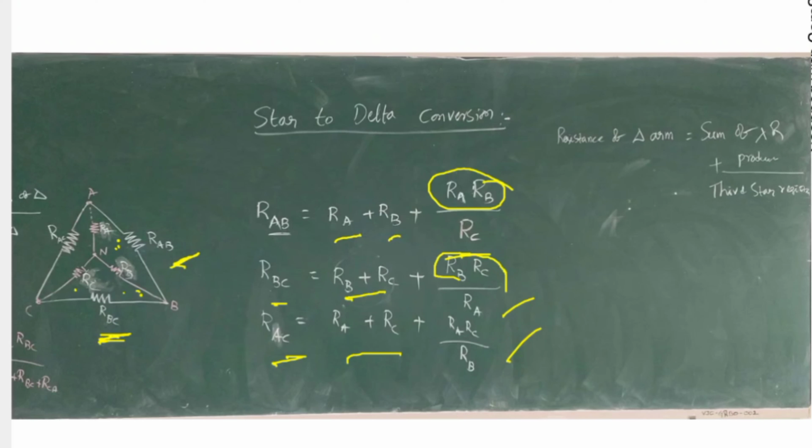Similarly, we can calculate RAC: RA plus RC plus the product RA RC divided by RB. This is the sum of the two resistances plus the product of the two resistances divided by the opposite resistance. That is the conversion.